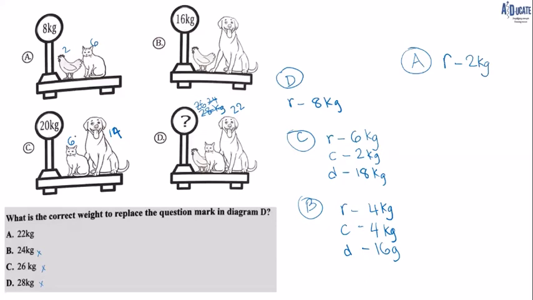If the cat is 6, the dog is 14. Again, we're saying the rooster is 2, the cat is 6, the dog is 14. Makes perfect sense. 2 and 14 is 16. So A would be the answer. Definitely. 22 kilograms. Good job, KJ.